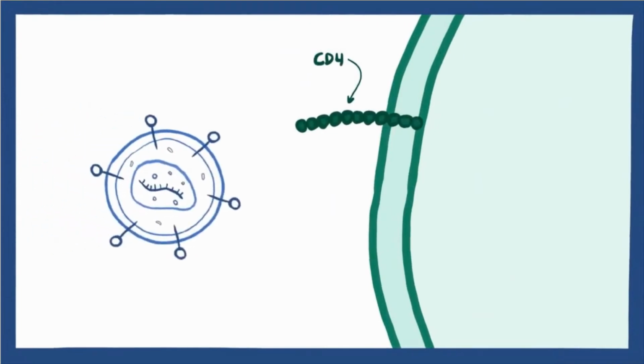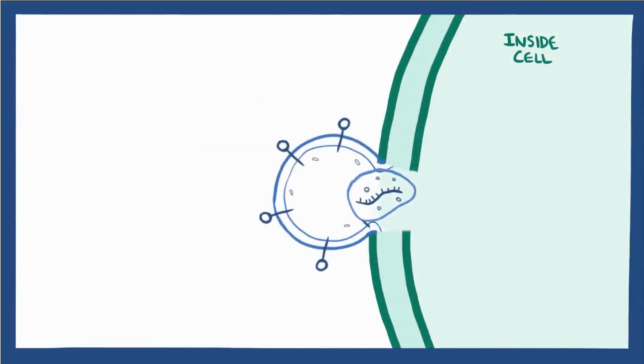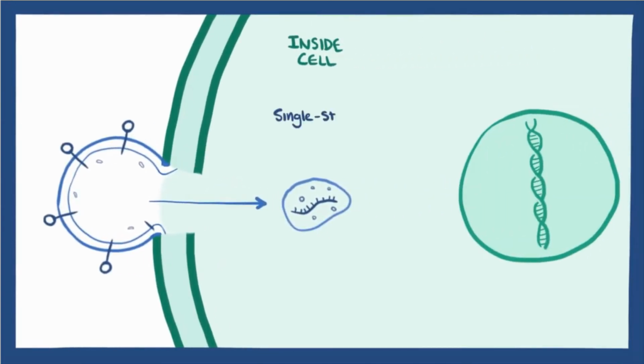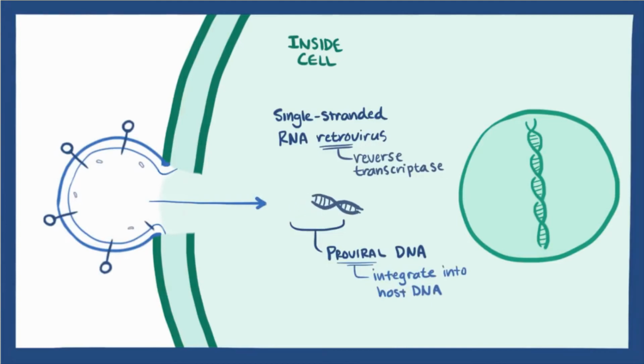HIV targets and attaches to the CD4 molecule via a protein called GP120, found on its envelope. It gains access into the cell. HIV is a single-stranded, positive-sense, enveloped RNA retrovirus, meaning that it injects its single strand of RNA into the T helper cell. The retro part of the retrovirus isn't referring to its style, but refers to it needing to use an enzyme called reverse transcriptase to transcribe a complementary double-stranded piece of proviral DNA. Proviral just means that it's ready to be integrated into the host's DNA. So it enters the T helper cell's nucleus and pops itself into the cell's DNA.